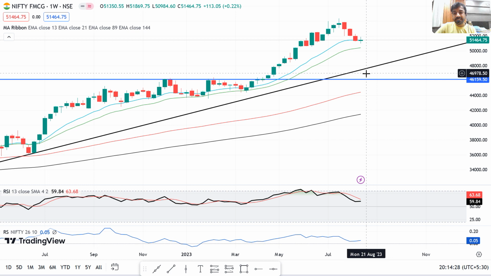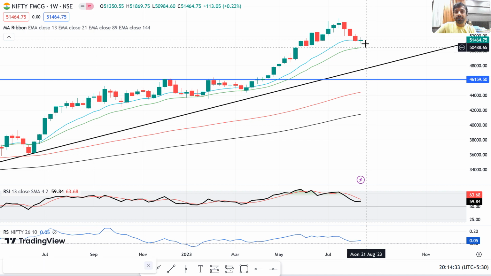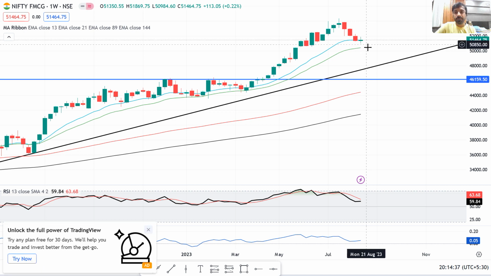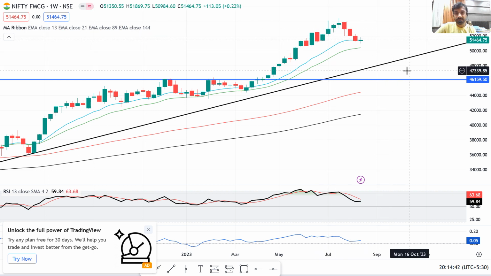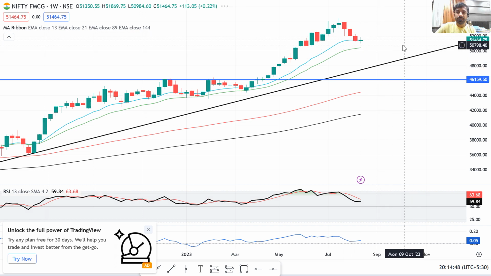FMCG, just like most other indexes, has had a healthy bit of correction at this moving average. It has formed a pin bar over here, so it also might go up. There are not many signs of bullishness as such. So this might be another pullback kind of trade, FMCG and auto.